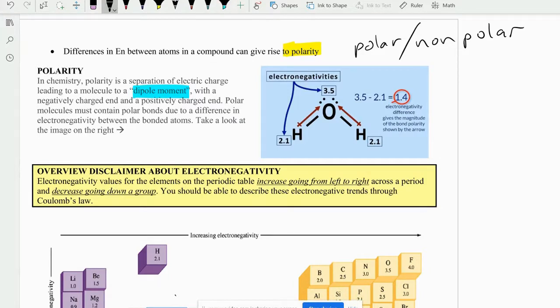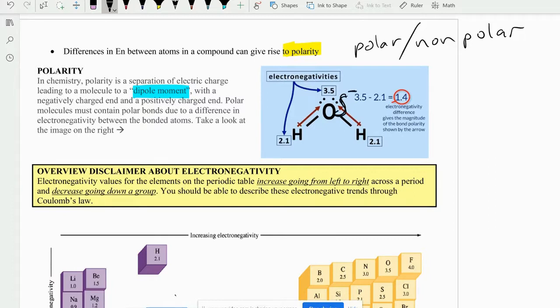If you can remember, polarity is basically a phenomenon that occurs when the difference between electronegative values causes a pull of electrons towards the more electronegative atom. So in this example of water, oxygen is more electronegative and will consequently pull electrons towards itself, making this side of the molecule slightly more negative.